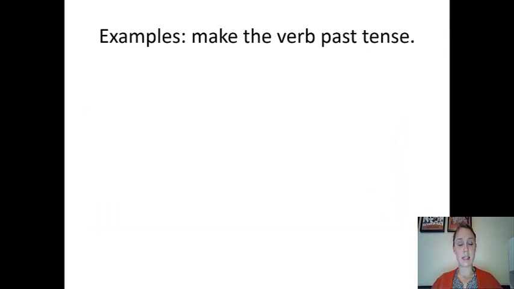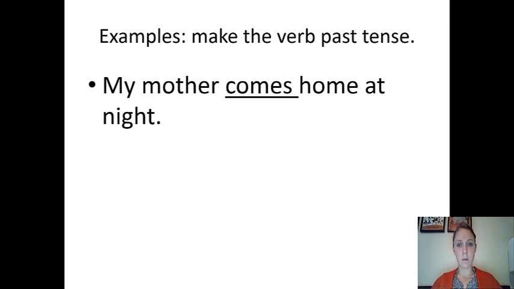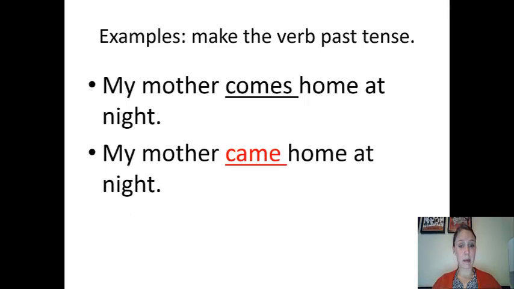Let's go ahead and take a look at some practice together. We want to take the verb and put it in a past tense. It's going to be an irregular past tense verb. My mother comes home at night. In the past tense, the comes is going to become, did you get it? My mother came home at night.